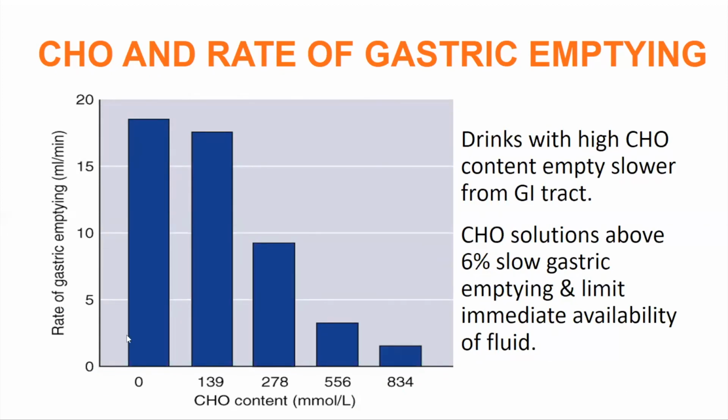So what this graph is showing is that with higher carbohydrate content, there's a lower rate of gastric emptying. So if you're going to replenish with a sports drink during a long endurance event, pick a replenishment fluid with a 6% or less contribution from carbohydrates.